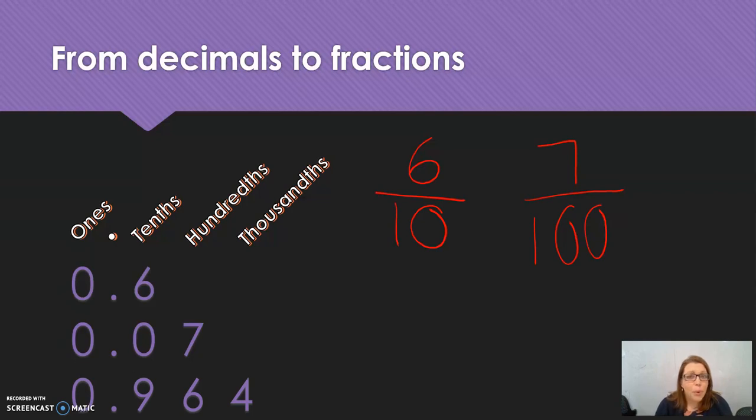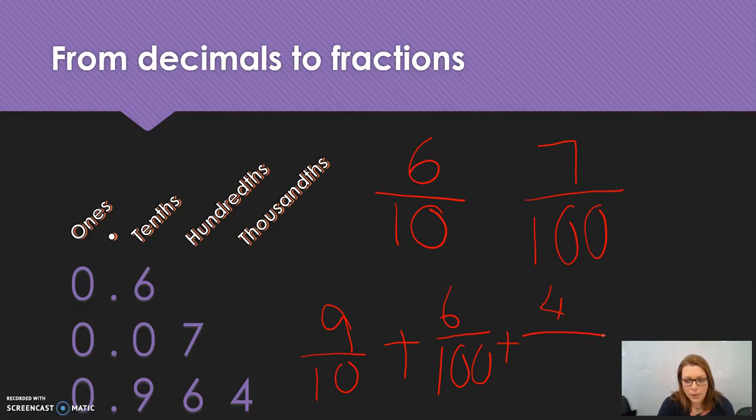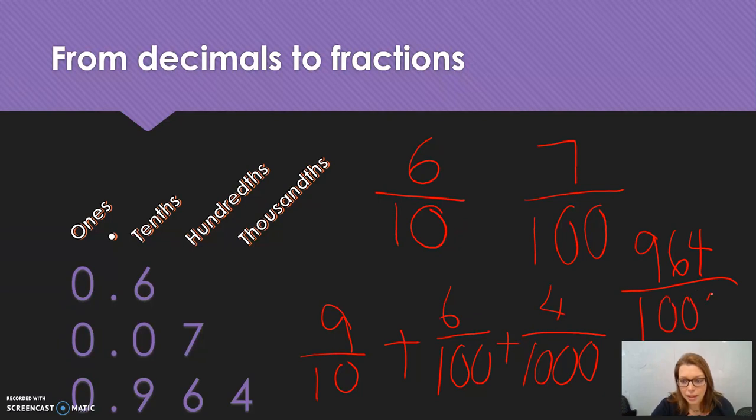Here we've got one that has more than one digit: 0.964. What we'll remember doing from our introduction to fractions topic earlier is that this decimal is saying 9/10 plus 6/100 plus 4/1000. We can simplify all of that into 964 over 1000. So that particular decimal is 964 over 1000.